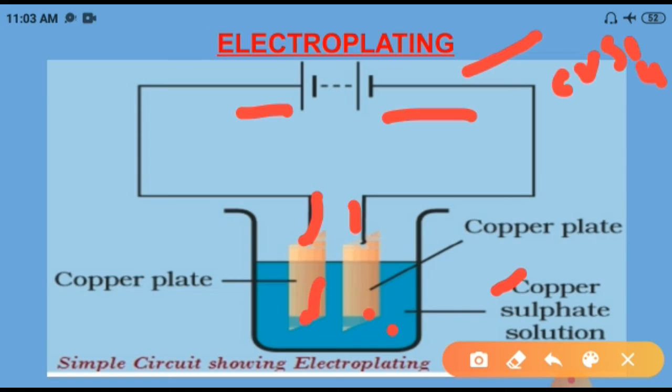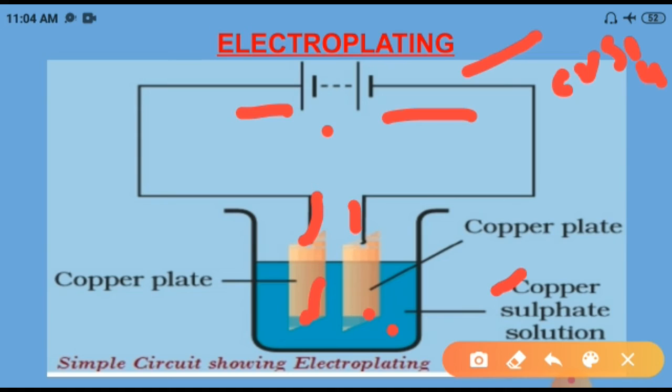Here is a simple circuit showing electroplating. What are the components? A battery, two copper plates, copper sulfate solution and dilute sulfuric acid. Here the battery's positive terminal is connected to one copper plate, and another copper plate is connected to the battery's negative terminal.